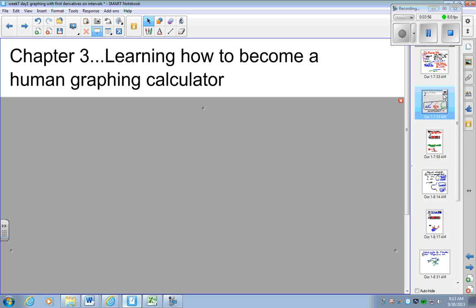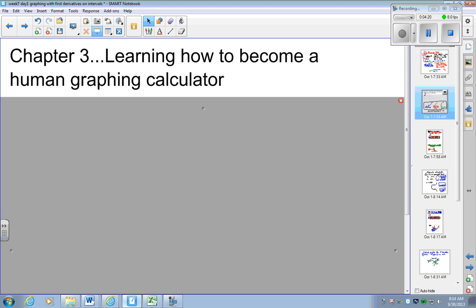This chapter, chapter 3, you're going to be learning how to become a human graphing calculator, okay? So you're going to be smarter than a TI-83, and you'll be able to graph, and you'll be able to know when things go up, when things go down, when you have maxes and mins, and how it bends. That's something that's going to be new today for you guys.